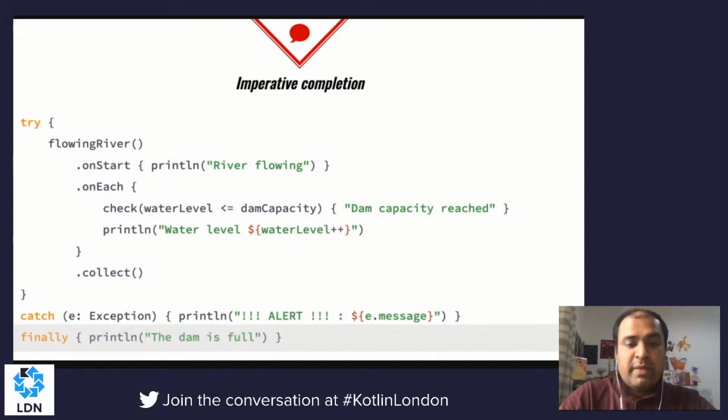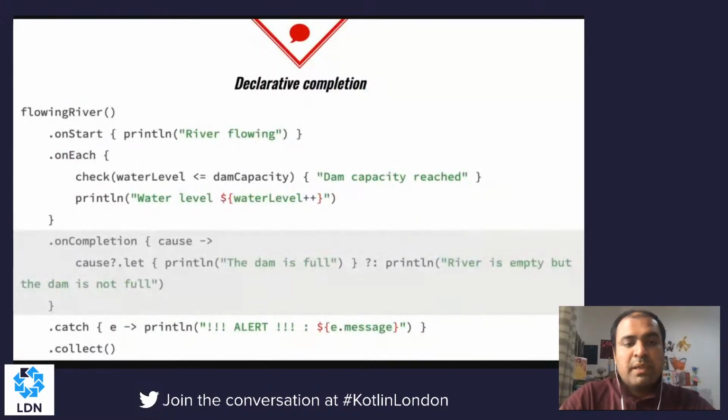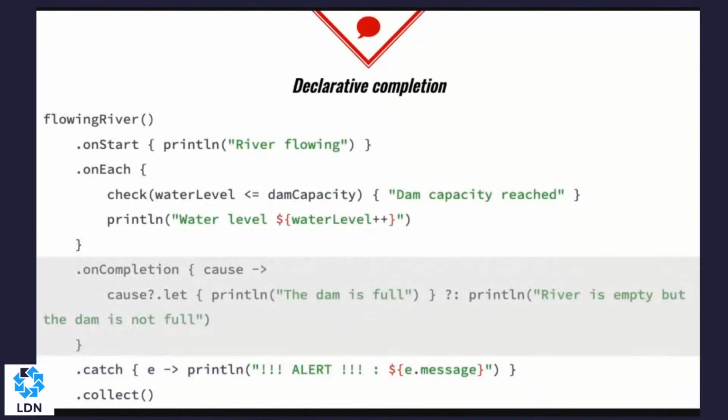But we are not satisfied with this syntax, and as I said before, this looks ugly. So there is this on completion operator introduced by Flow, and this on completion you can again easily relate with the Rx. You will get notified here when the flow is finished.